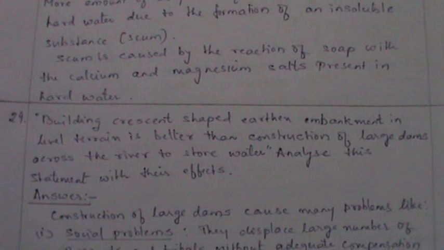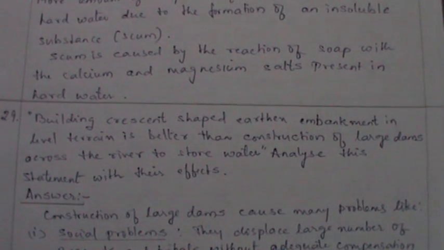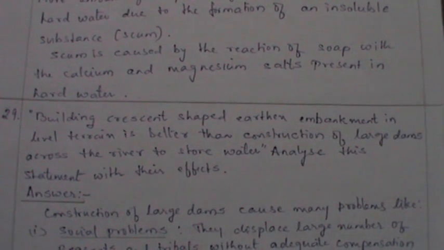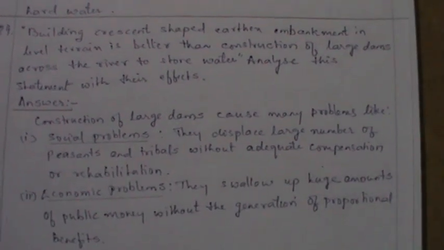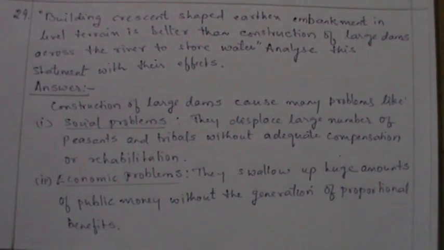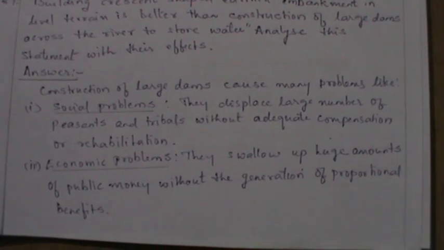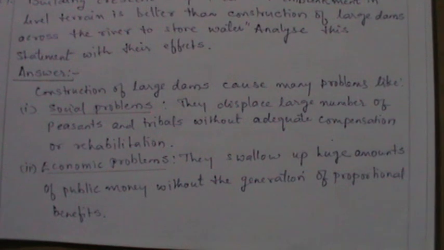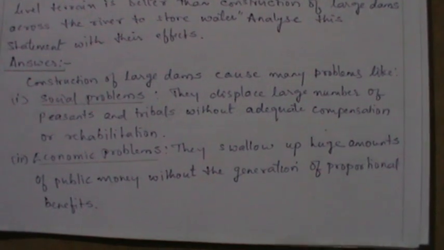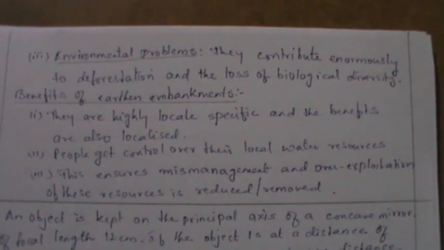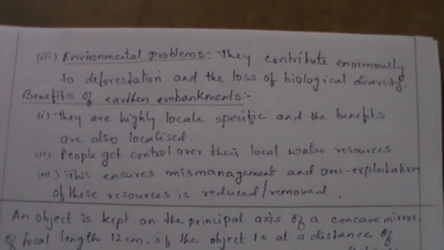Question number 19. Building crescent-shaped earthen embankment in level terrain is better than construction of large dams across the river to store water. Analyze this statement with their effects. Answer. Construction of large dams can cause many problems like: Number 1. Social problems. They displace large number of peasants and tribals without adequate compensation or rehabilitation. Number 2. Economic problems. They swallow up huge amounts of public money without the generation of proportional benefits. Number 3. Environmental problems. They contribute enormously to deforestation and the loss of biological diversity.